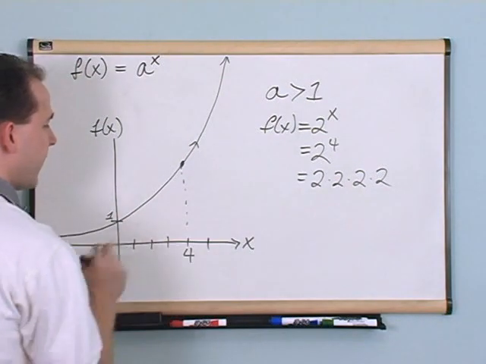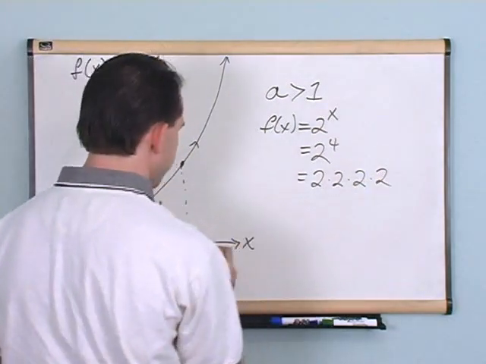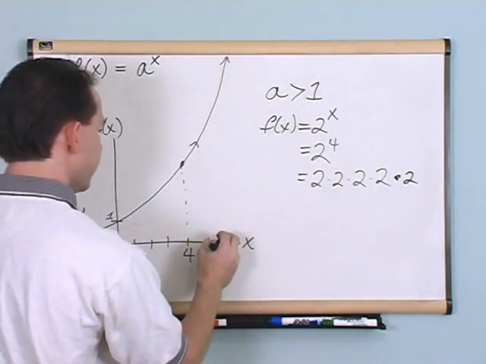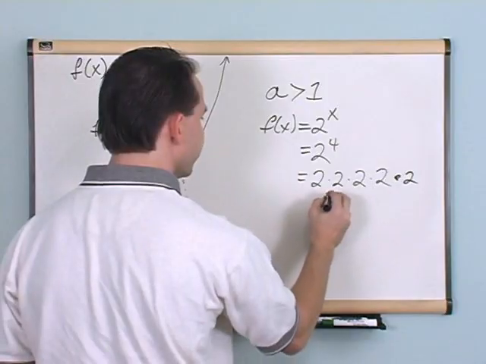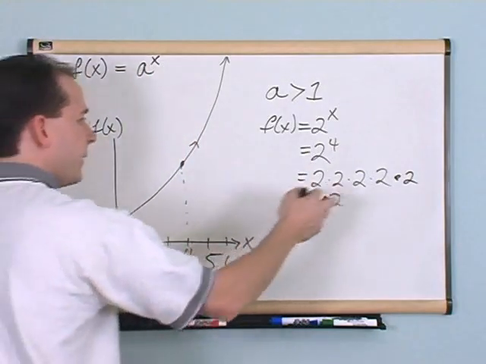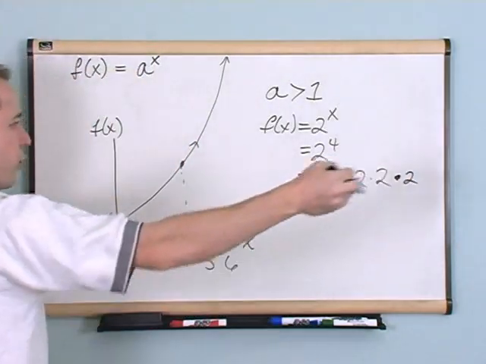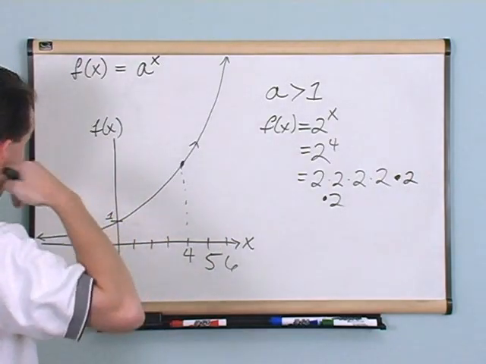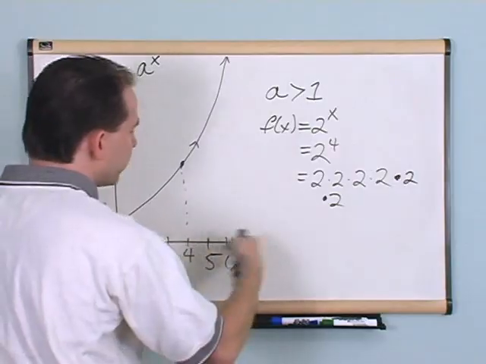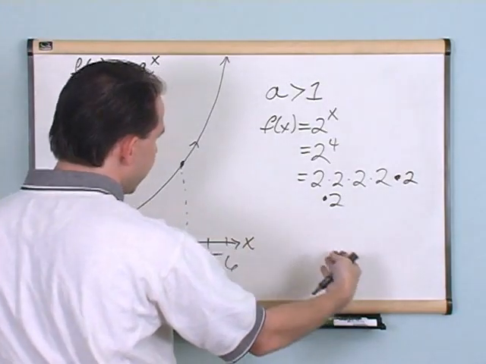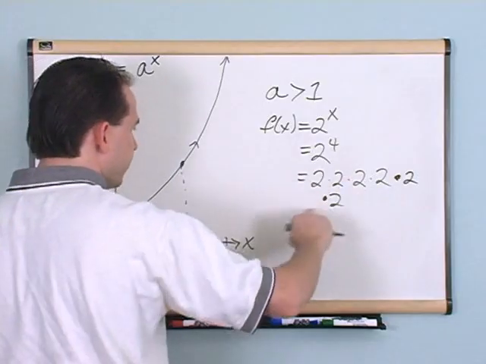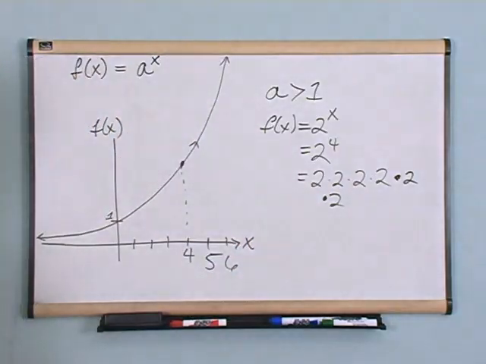At x equal to 5, you multiply by another 2. If x is equal to 6, you multiply by another 2. So you see, as you go more and more to the right, it not only gets bigger, but it gets multiplicatively bigger, because every time you go to the right, it's multiplied again. So this thing gets huge, huge, huge.